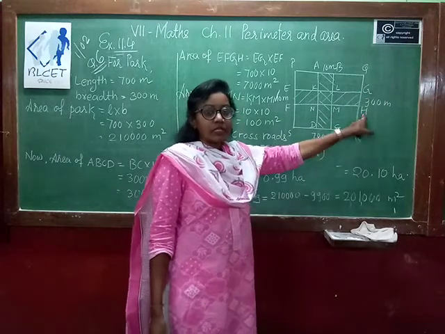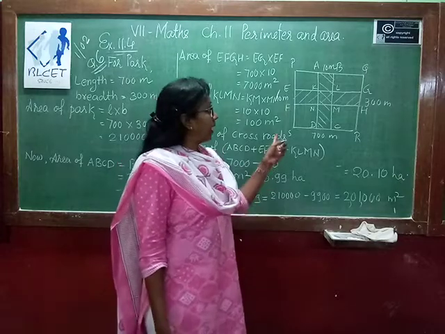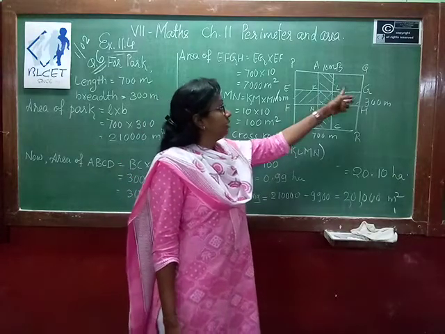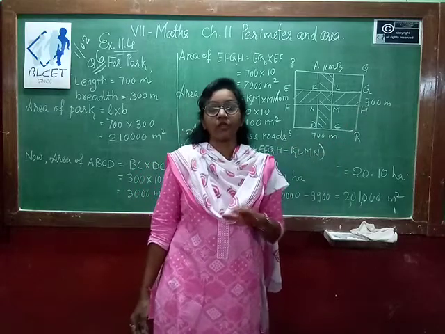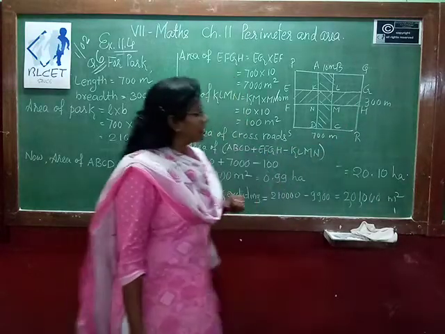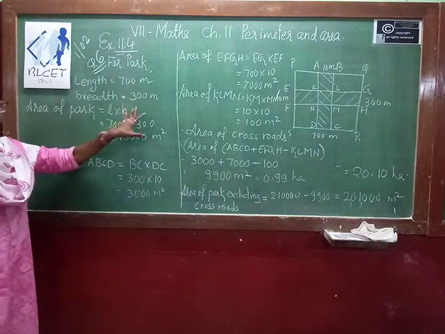So what is the question? We have to find the area of these crossroads, as well as we have to find the area of this section in which crossroad is not included. So first of all we will find the area of park. Length is given 700, breadth is 300.